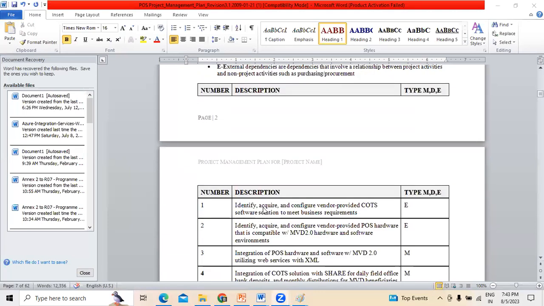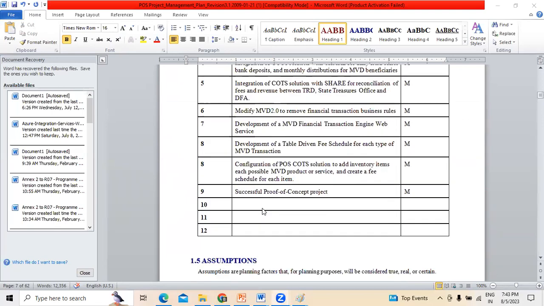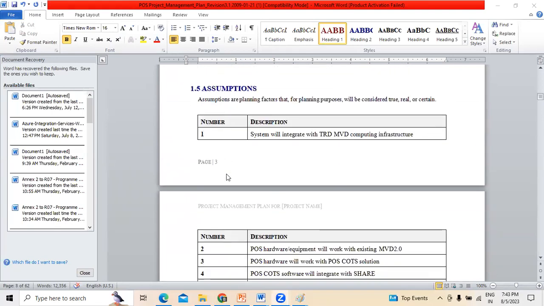So the dependency descriptions and all will be mentioned over here. Next, assumptions. You have to make some assumptions out of it. What was the assumption here? The system will integrate with TRD and MVD computing infrastructure. For example, there is some infrastructure called TRD and MVD infrastructure, and whatever POS system we are talking about will be integrated with this computing infrastructure. This is what the customer is saying. This is an assumption.